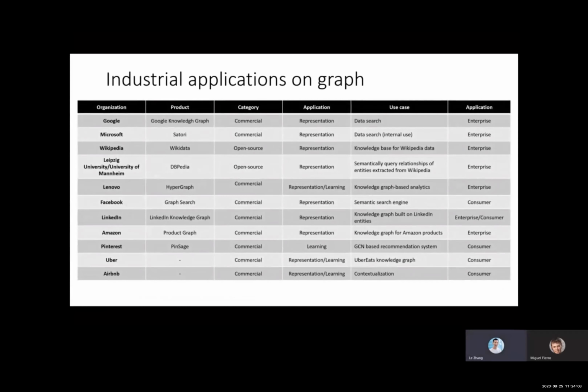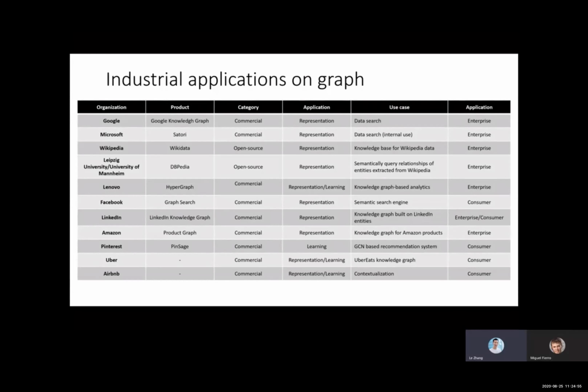So let's first have a look at the industry practices that are well known in a few big tech companies, right? Here we have listed some big names of companies as well as some institutes. They develop well-known products, and we also summarize their applications. For example, Google has the Google Knowledge Graph, which is for commercial application. It is used for representation of the data, and people particularly use it for data search, so it is a kind of enterprise application, right?